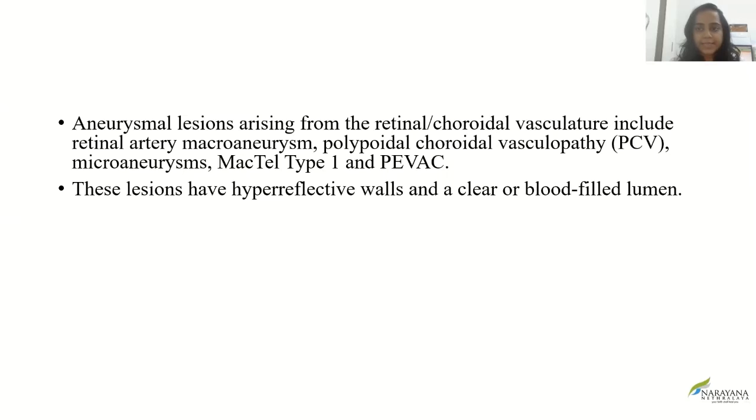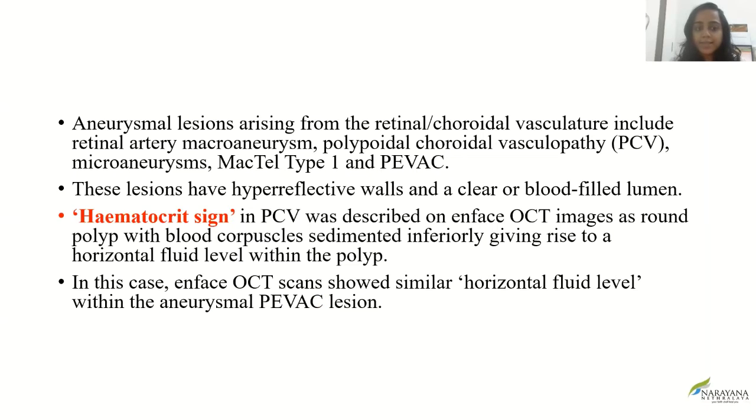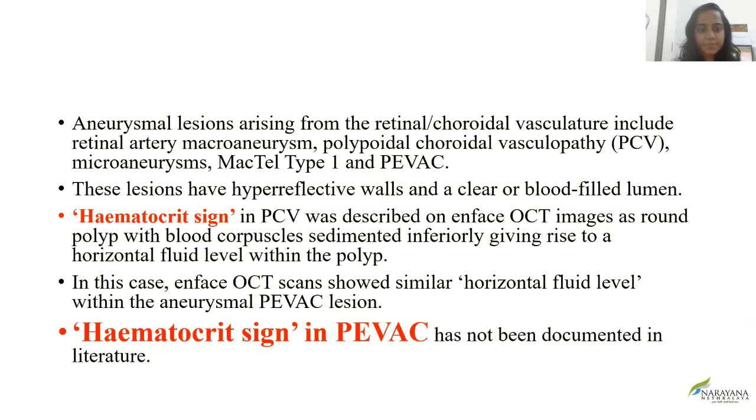Aneurysmal lesions in the retina and the choroidal vasculature, like retinal artery macroaneurysm, polypoidal choroidal vasculopathy, or MacTel, can show such a feature. These lesions have hyperreflective walls and a clear or a blood-filled lumen. Hematocrit sign in PCV was described on Enface OCT images as a round polyp with blood corpuscles sedimented inferiorly, giving rise to a horizontal fluid level within the polyp. In this case, Enface OCT scan shows a similar horizontal fluid level within the aneurysmal PEVAC lesion, which is known as the hematocrit sign.